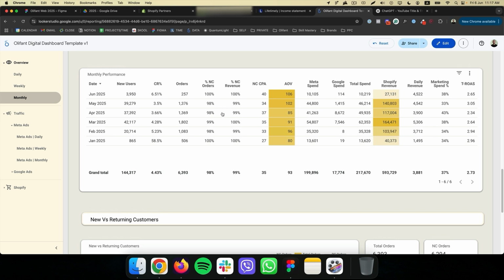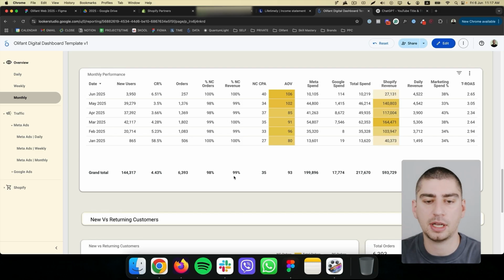And what you can see in this business is that we are driving this growth from new customers only. We have only 1% of returning customers here driving the revenue and 2% driving the orders. So basically, this entire growth is based on acquiring new-to-brand customers. And what we want to see is our total ad spend and new customers. So we're calculating very closely our new customer CPA, our average order value. Actually, we increased the prices, which is a big thing. And then we have our Meta spend, Google spend, total ad spend, Shopify revenue, daily revenue, marketing spend percentage, and our global ROI.